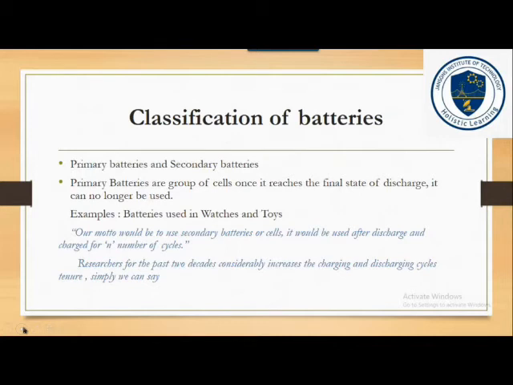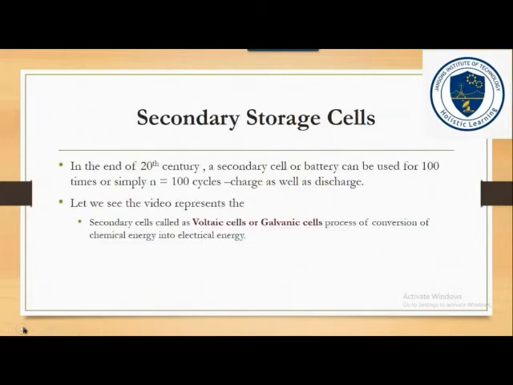What is meant by a cycle? A cycle includes the charge and discharge of a secondary battery during its utilization. Let us consider a scenario. If we speak through a mobile phone, our battery gets drained or simply discharged. If we charge it to 100%, then it's considered as one cycle. Now you can understand what a cycle is. Researchers over the past 2 decades have considerably increased this cycle count, or the utilization of secondary batteries. As I said, at the end of the 20th century, a secondary cell or battery could be used for 100 cycles. That is, you can charge the battery 100 times to utilize it for applications.